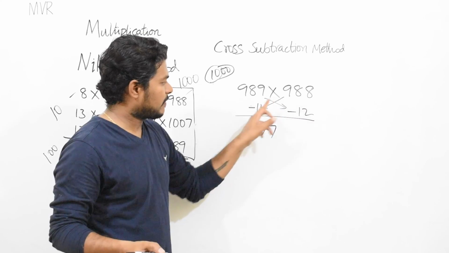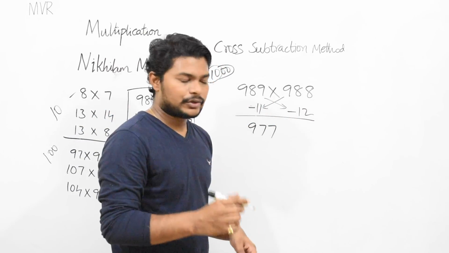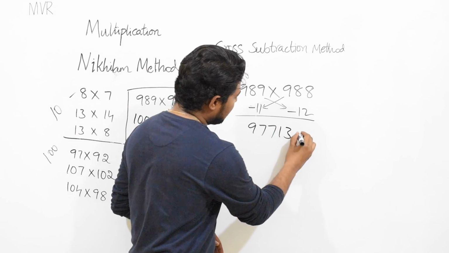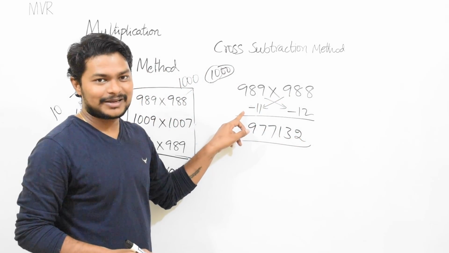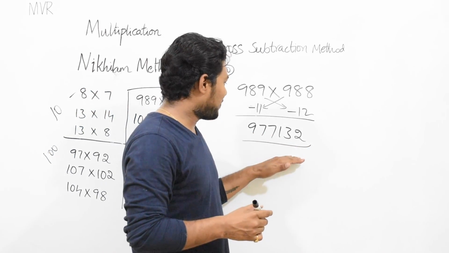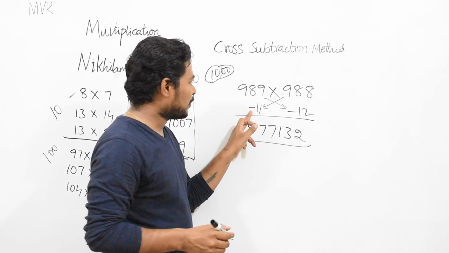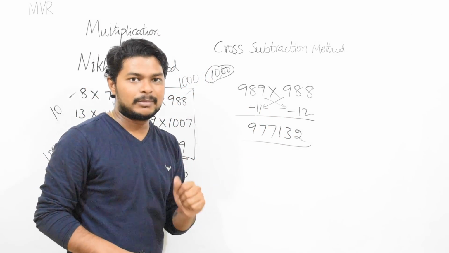You can do 988 minus 11 also. There is no issue. And 11 into 12 will be 132. Just one subtraction and one multiplication, and you get the big number multiplication. That is the magic here, okay? And if the signs are the same, then you don't bother, because minus into minus anyway will be plus.